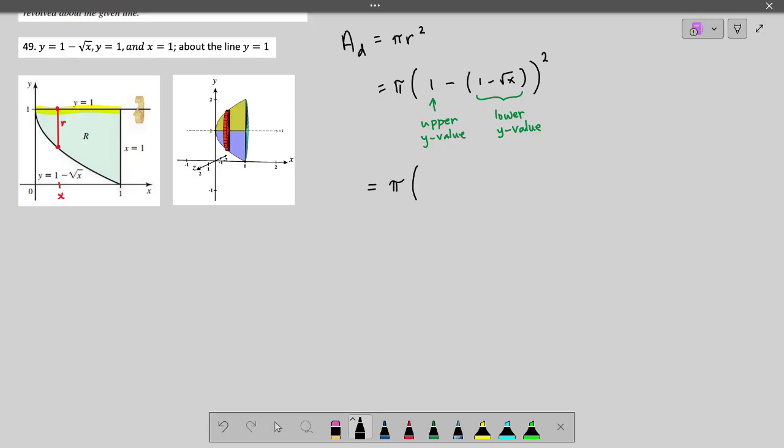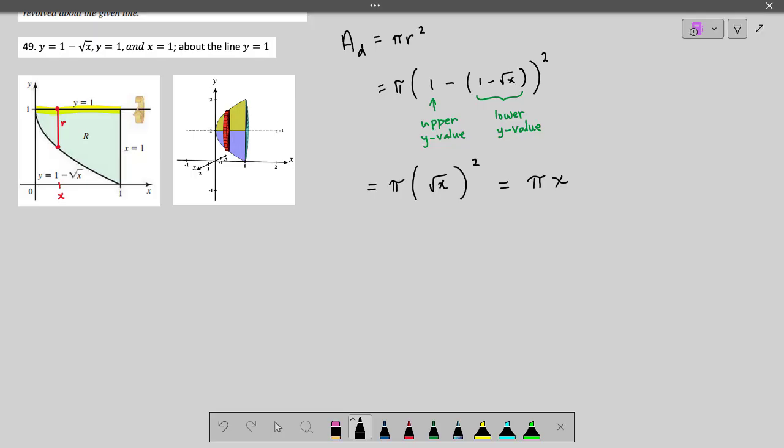Okay, so we'll simplify what's inside the parentheses. So we'll end up with 1 minus 1, which is 0, and then minus a minus is plus. So inside the parentheses, we get that. This will all simplify to pi multiplied by x. So that'll be the area of the disk at x.